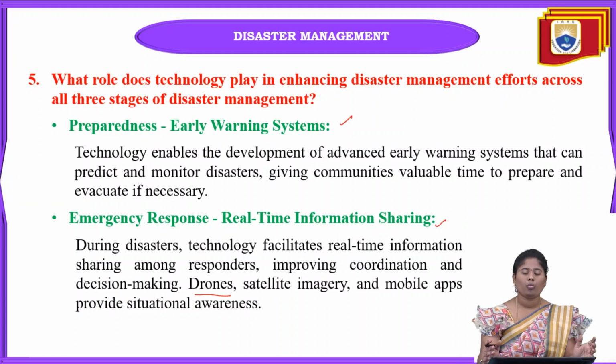We can't go to the place where this disaster has occurred, but we can see the situation there. By using drones, mobile apps, and also satellite images, using this overall technology, we get to know the situation over the disaster-occurring areas.